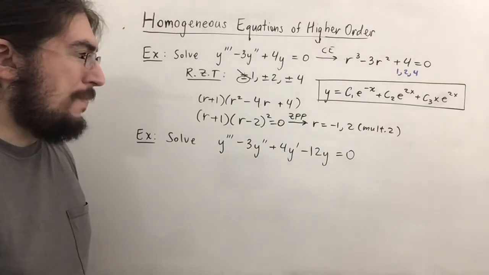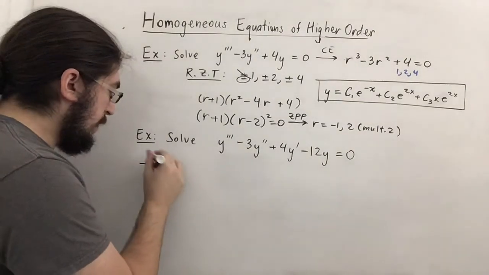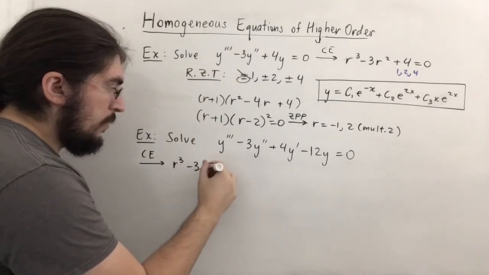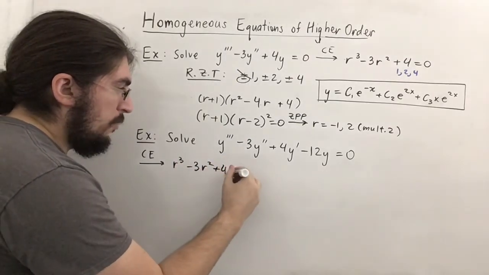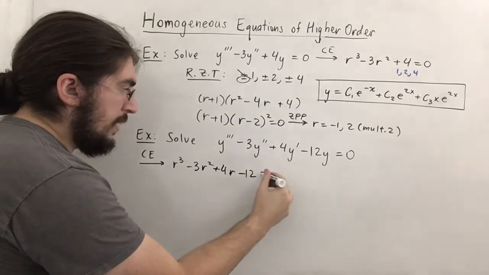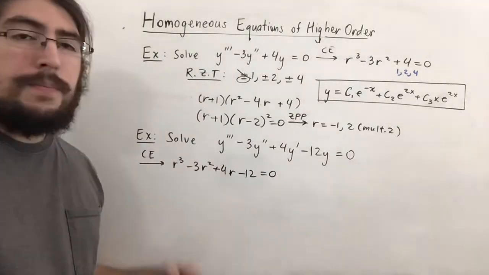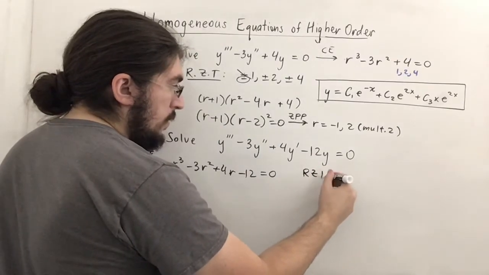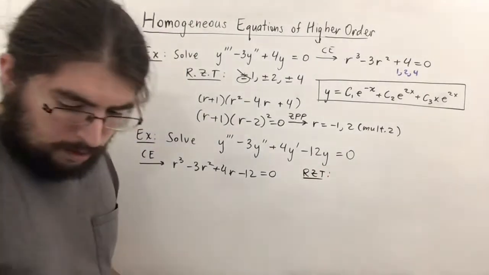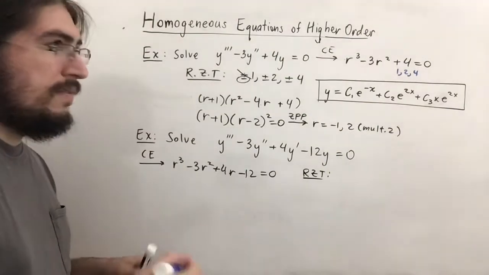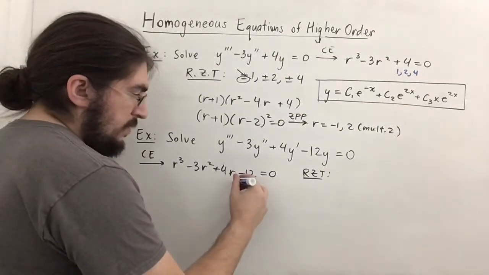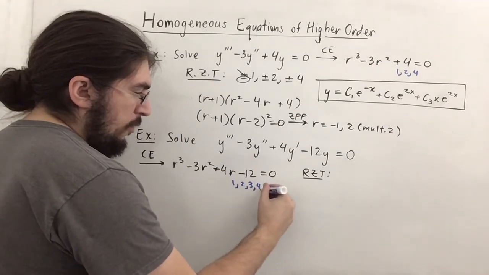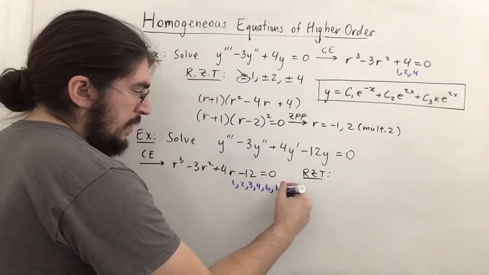The second example, well, the characteristic equation is going to be pretty simple to find. That's just r cubed minus 3r squared plus 4r minus 12 equals 0. And by the rational zeros test, what do we get for possible rational zeros? Well, let's take a look. Factors of 12, there's actually a lot of them. Factors of 12 are 1, 2, 3, 4, you can divide 12 by 6, and then 12.